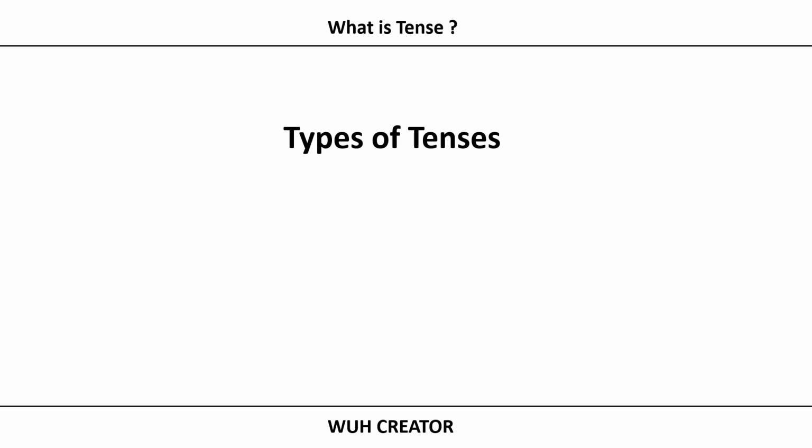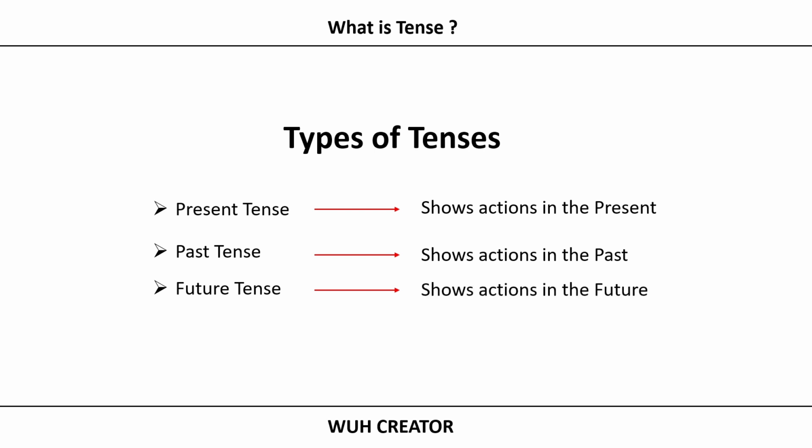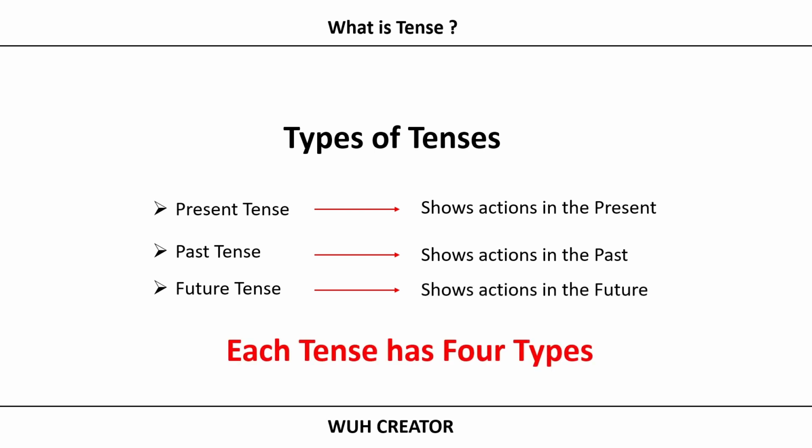Here we have main types of tenses. Present tense. Present tense describes actions that happen in the present. Past tense. Past tense describes actions that happened in the past. Future. Future tense describes the actions that will happen in the future. Each tense has 4 types. Let's know about it.